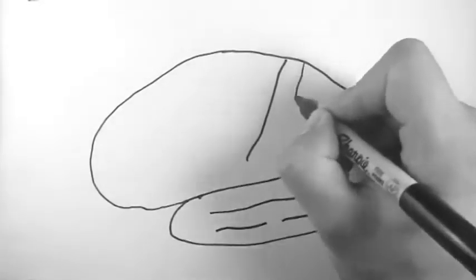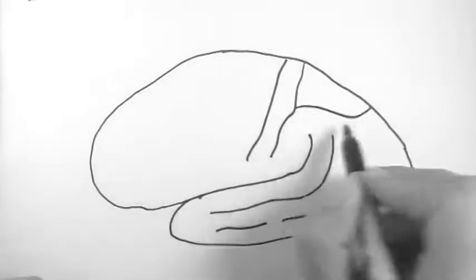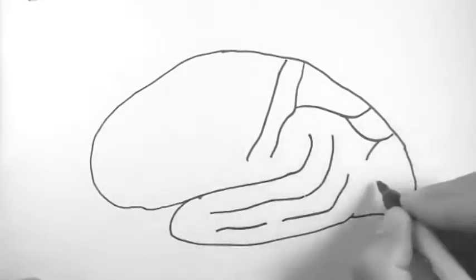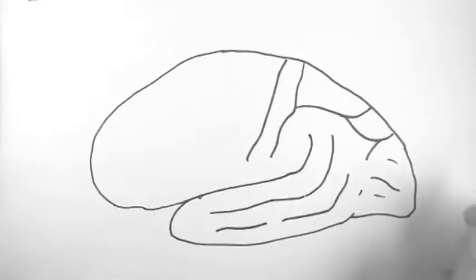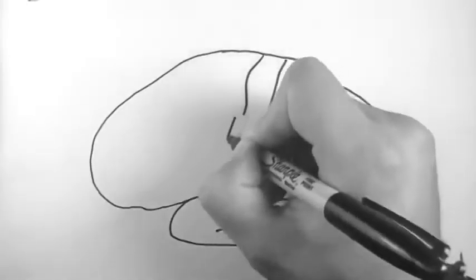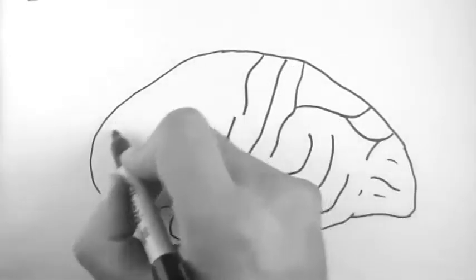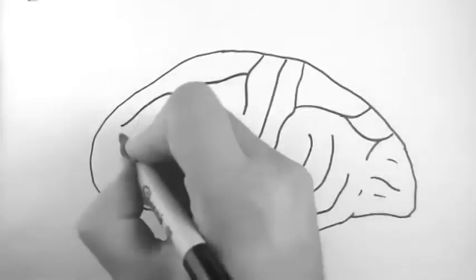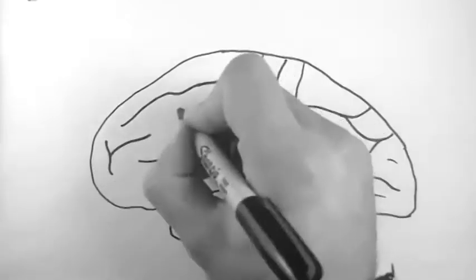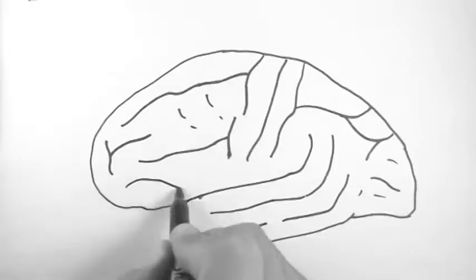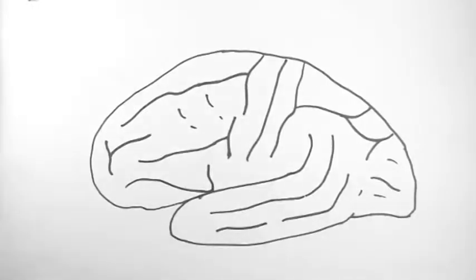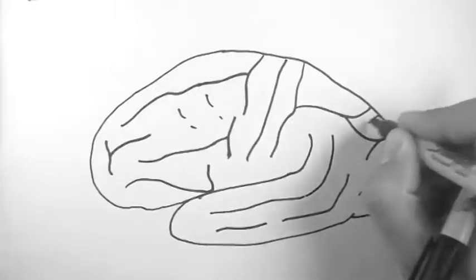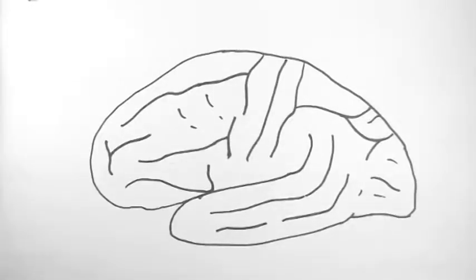There are two ways of looking at the brain. One is its gross anatomy, which is just the anatomy as we see it. And the other is looking at it functionally, so splitting up the brain into its functional parts. Here we're going to look at just the gross anatomy, and in the next video we'll look at the functional anatomy and how it relates.